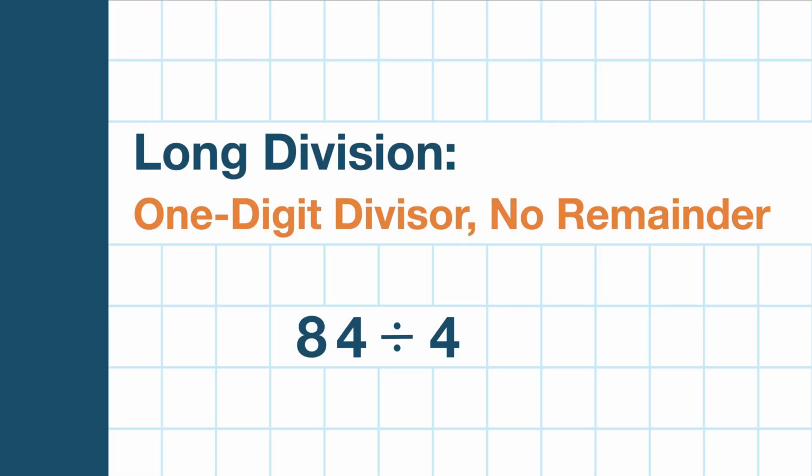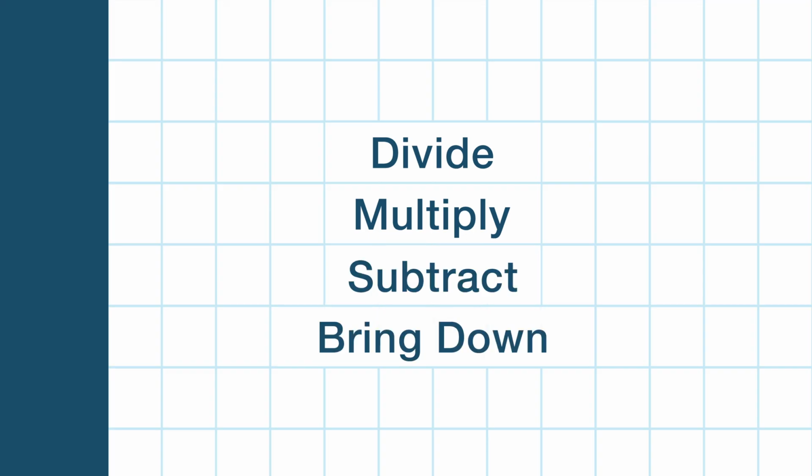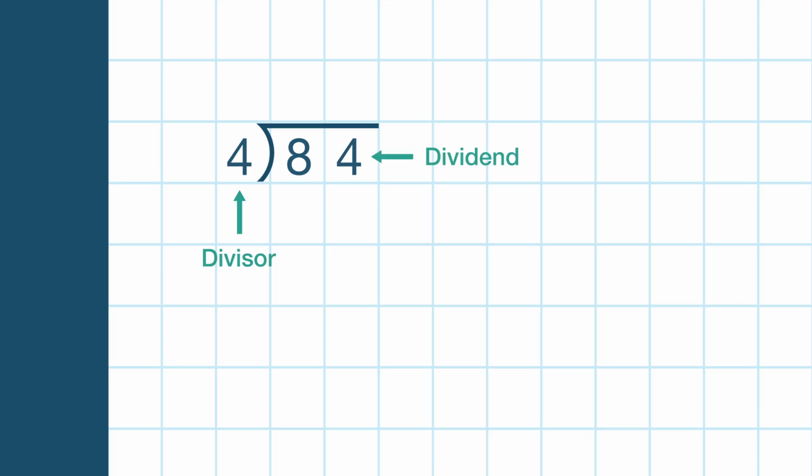How do you divide numbers that are too large to do in your head? Long division helps by breaking the work into 4 simple steps: divide, multiply, subtract, and bring down. Let's set up our first problem, 84 divided by 4. In this example, 4 is the divisor and 84 is the dividend.